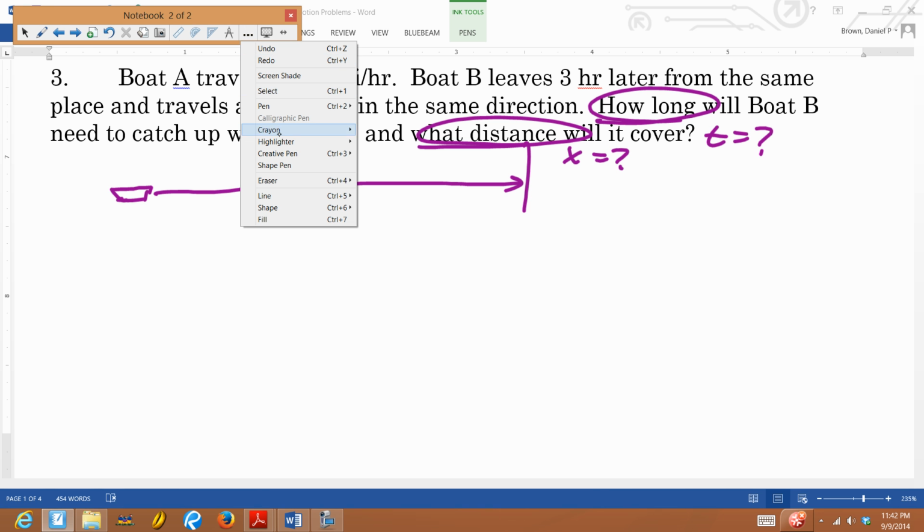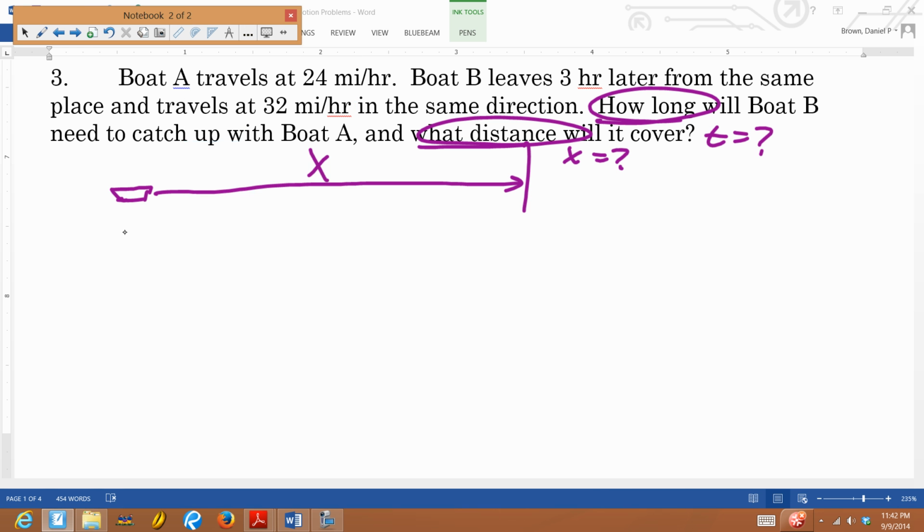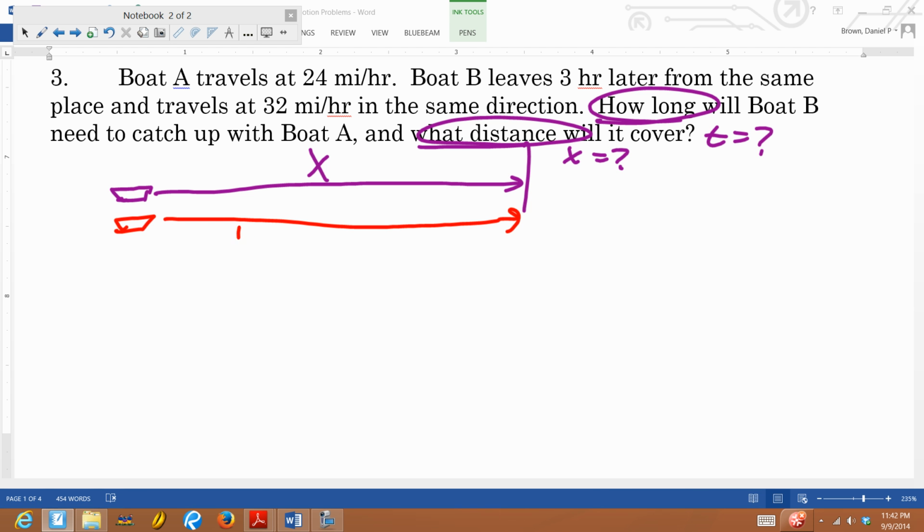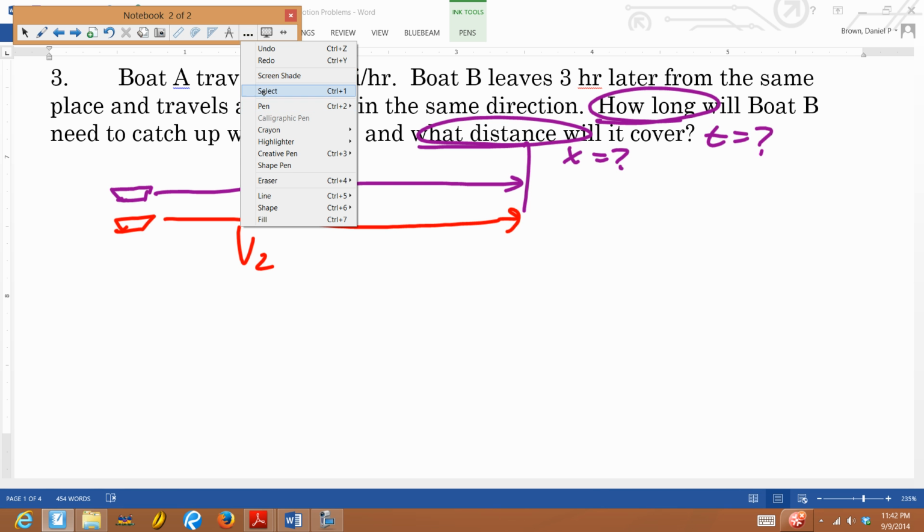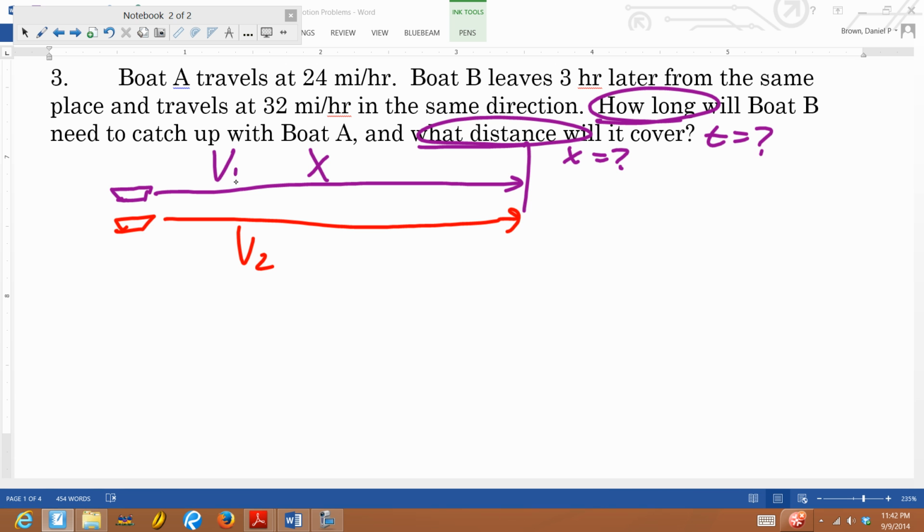The difference in these two boats is that one leaves 2 hours later than the other, so it doesn't need as much time. It has to go faster. Okay, so the V2, which is the velocity of the red boat, has to be higher than the velocity of V1. Put these on time, if you will. So we have 24 and 32 as our velocities.